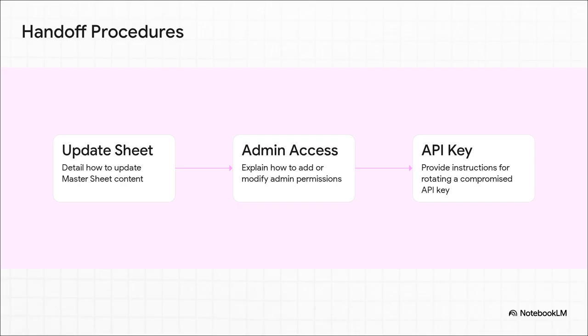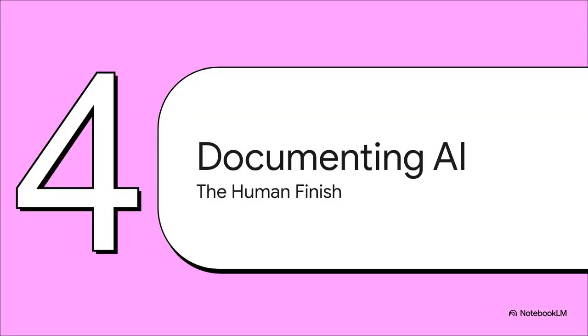And that last one is huge. If an API key gets compromised, what are the exact step-by-step instructions for rotating it? That's the survival guide that keeps everything running during a crisis. Which brings us to our final section, documenting AI and review, future-proofing your work with the human finish.